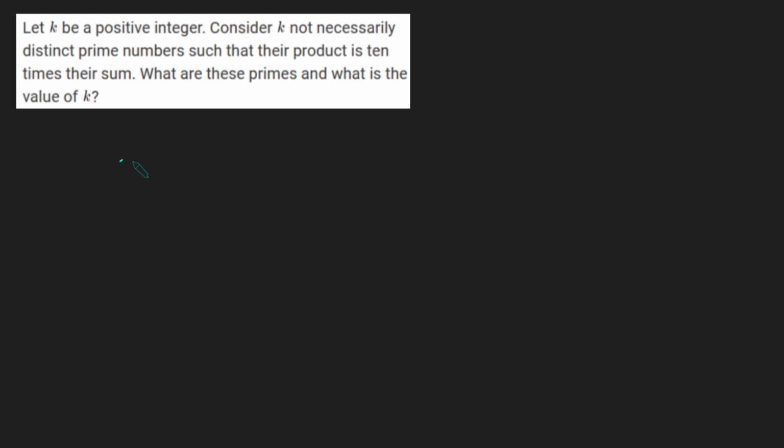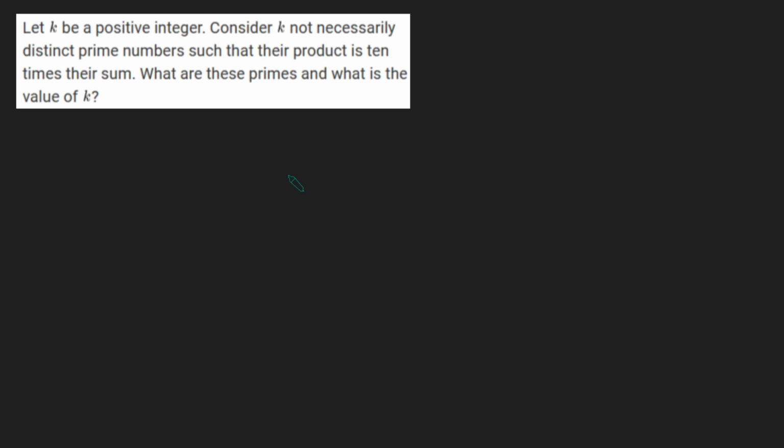Let's call the third one p. So we have 2 times 5 times p is equal to 10 times 7 plus p. But this simplifies to p equals 7 plus p. And that obviously has no solutions. So k can't be 3. Great. So k is either equal to 4 or 5. And it turns out that k must be 4. So to prove that, let's first eliminate 5.